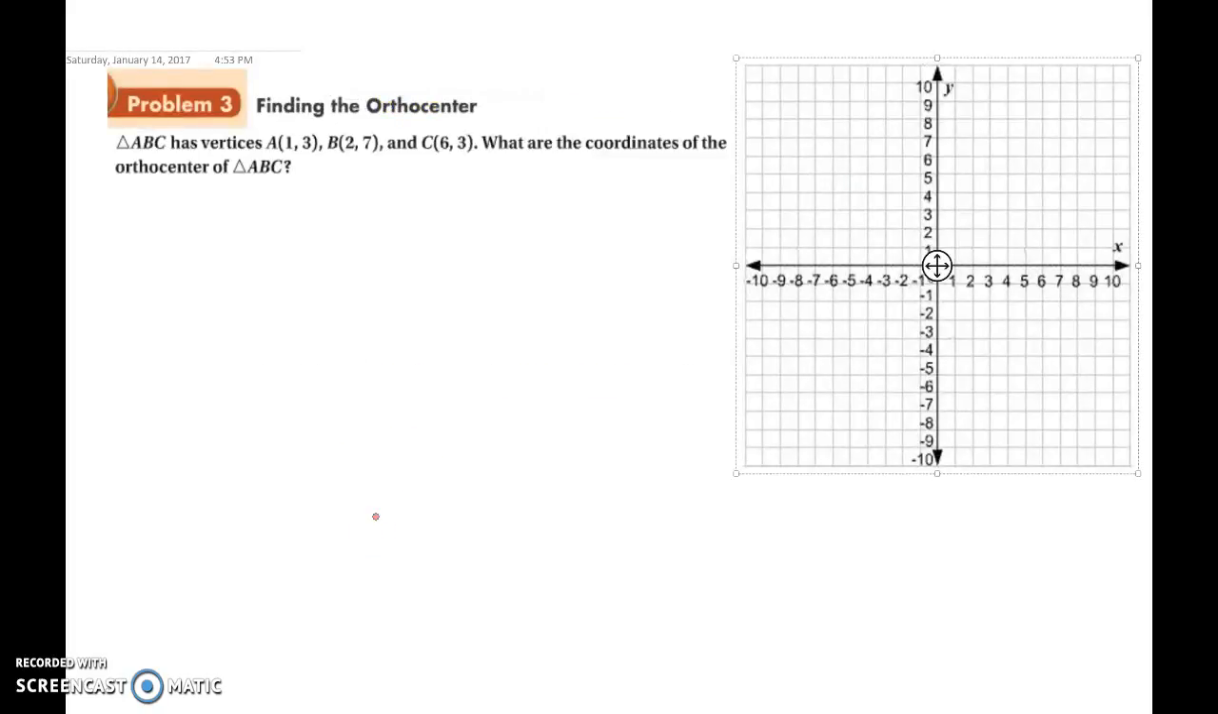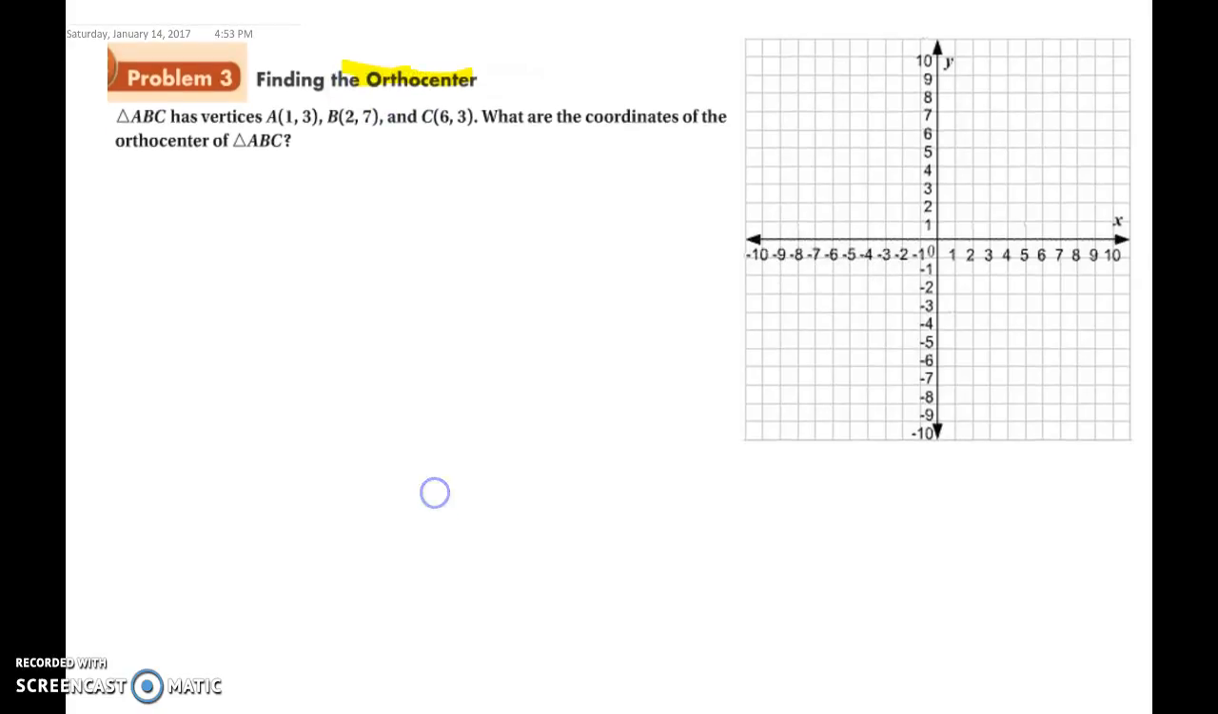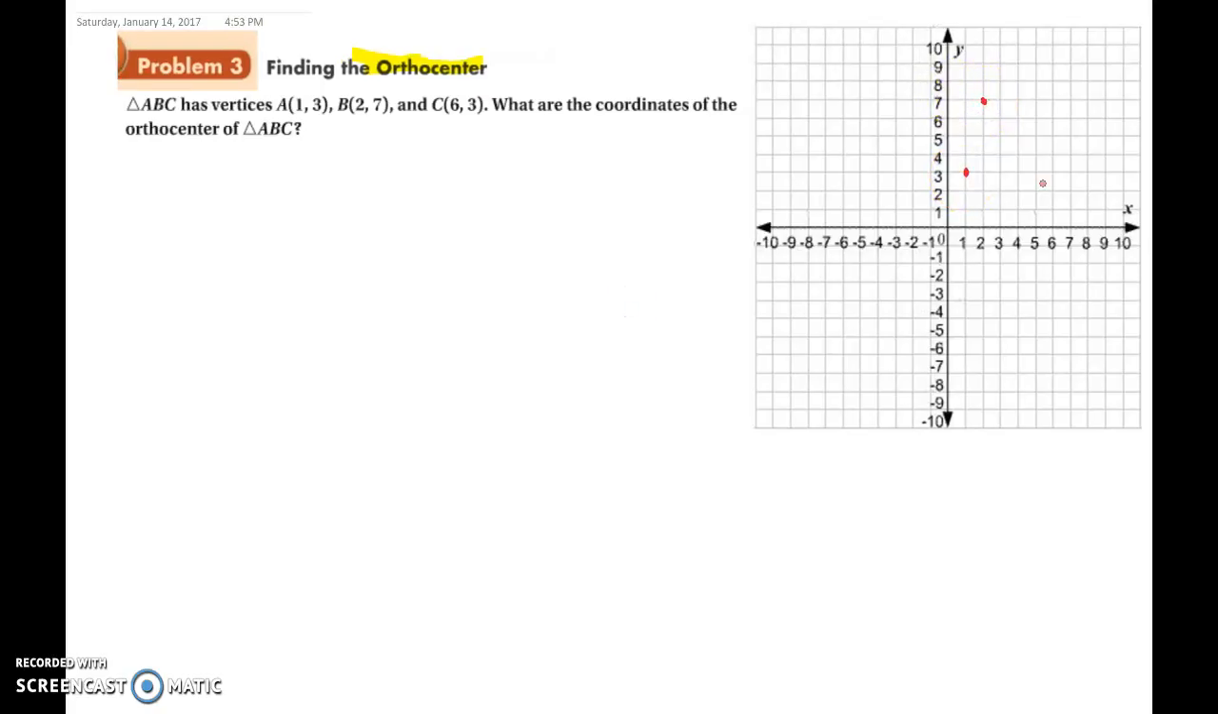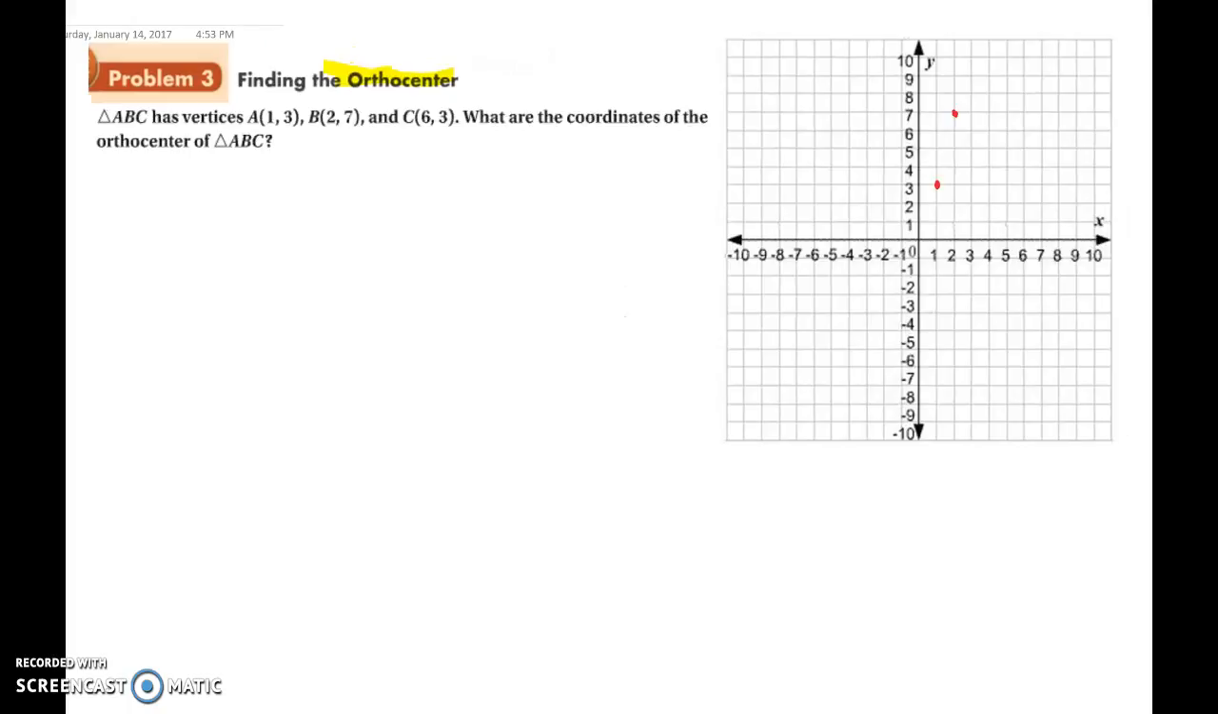All right, so now we're going to work on a problem where we're going to actually find the orthocenter. So we're going to find the coordinates of an orthocenter. For this problem, the first thing we want to do is graph the actual points: (0, 1), (3, 2), (7, 6), (3)... All right, then we're going to draw our triangle.